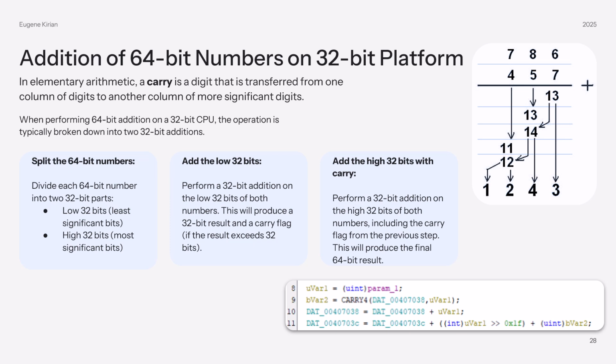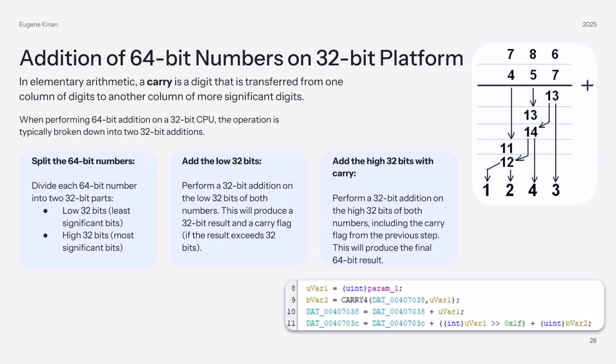Let's talk about performing 64-bit addition on a 32-bit platform. You might wonder how this works given the limitations of a 32-bit CPU. The key is to break down the 64-bit numbers into smaller, manageable chunks. To do this, we split each 64-bit number into 2 32-bit parts, the low 32 bits, which contain the least significant bits, and the high 32 bits, which contain the most significant bits. We then perform the addition in two stages. First, we add the low 32 bits of both numbers.